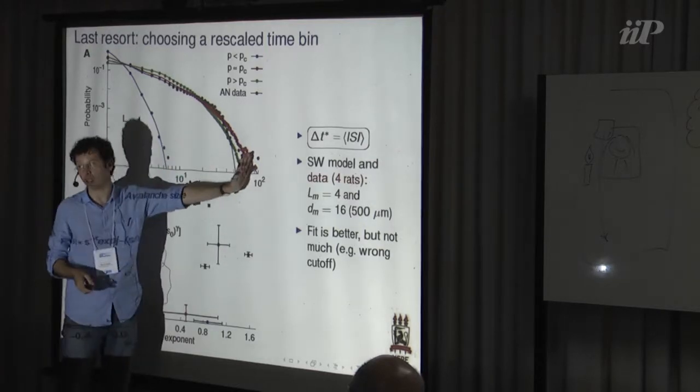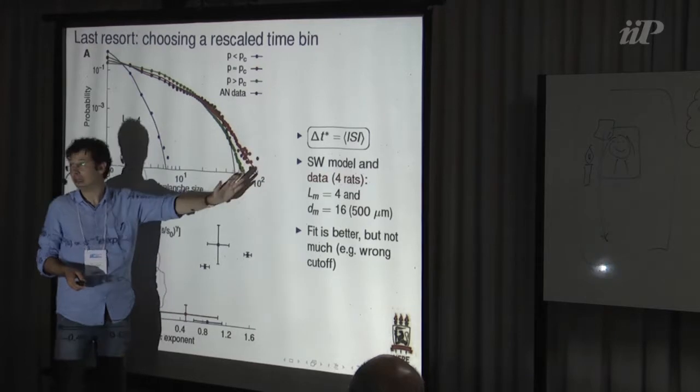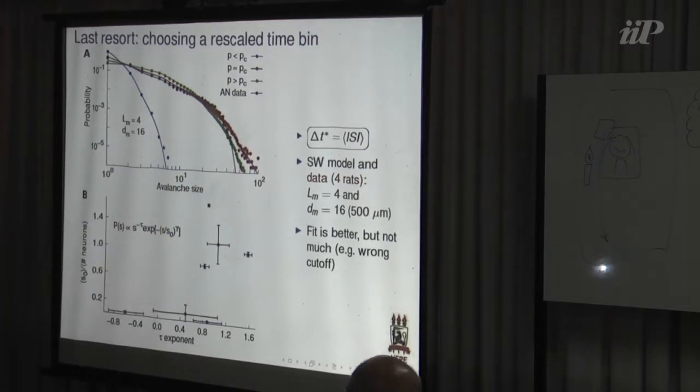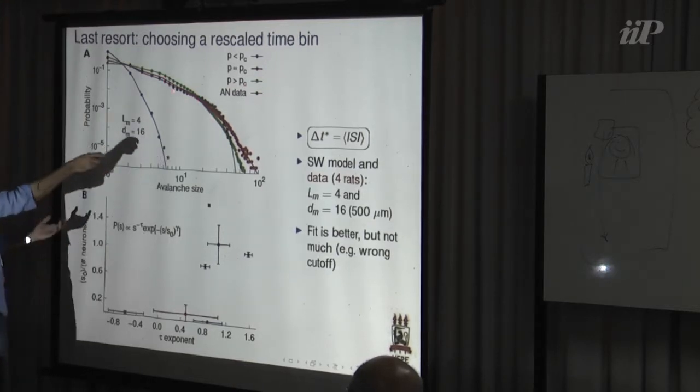actually, because it doesn't have the cutoff. The cutoff is very important for scaling purposes. And the data doesn't have that. This model, I'm sorry, doesn't have that. The model doesn't have that. And supercritical, it's kind of crappy.